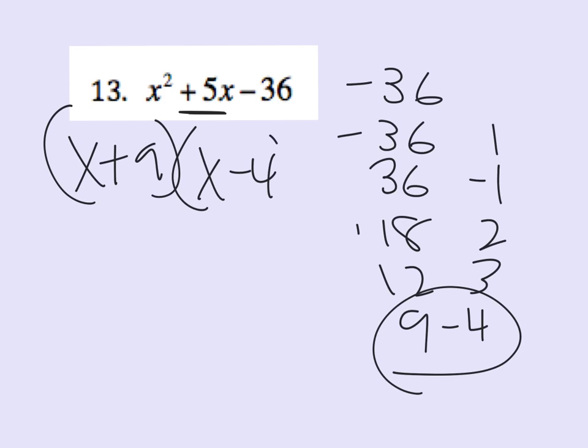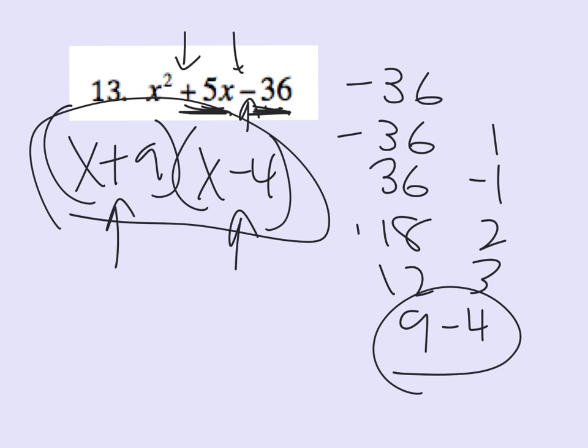negative 4. And kind of the way I used to explain this is, what multiplies here to get this? Well, what multiplies to 36 but subtracts to 5? And then this sign goes with the bigger number. Okay, you're going to have one of each, a positive and a negative. So that's going to be my answer.